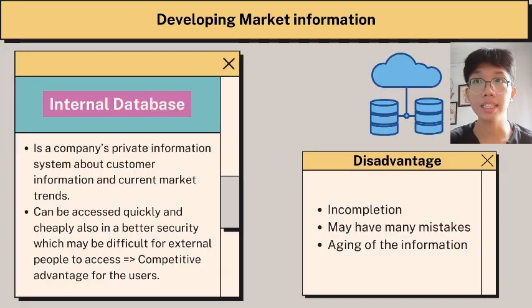An internal database is a company's private information system about customer information and current market trends. An internal database can be accessed quickly and cheaply, and it also has better security, which makes it very difficult for external people to access. Therefore, it brings a competitive advantage to its users. For example, the company can use its own sales data to decide the effective strategies for selling which products in order to have the highest profits.